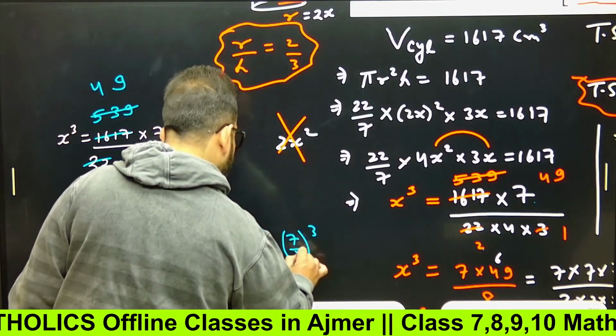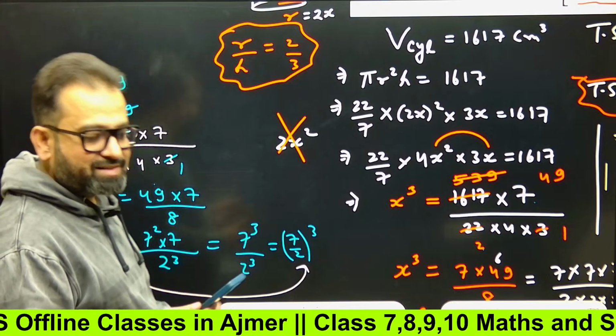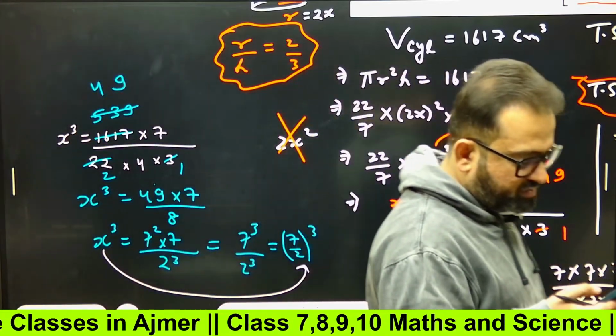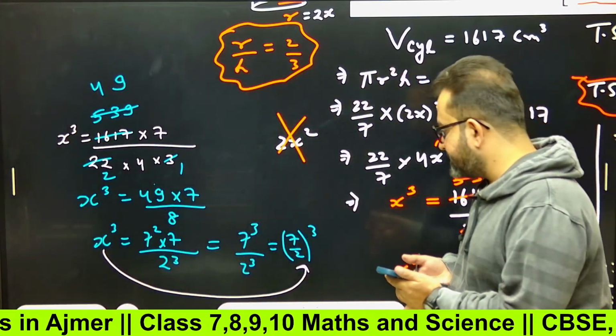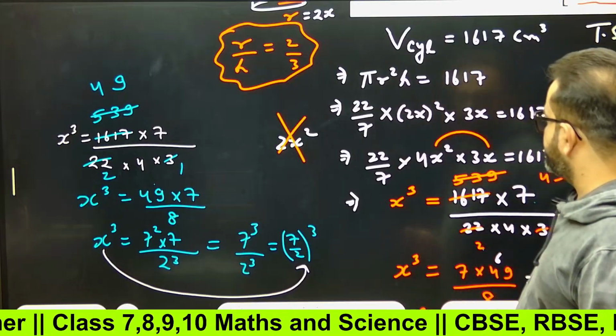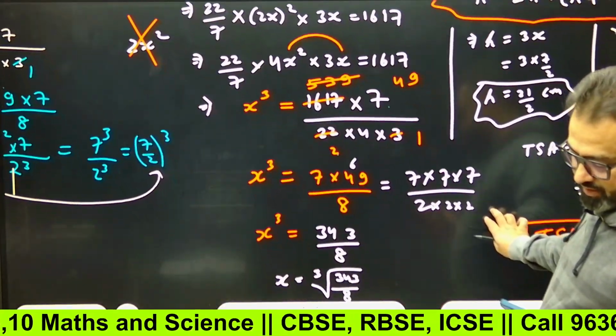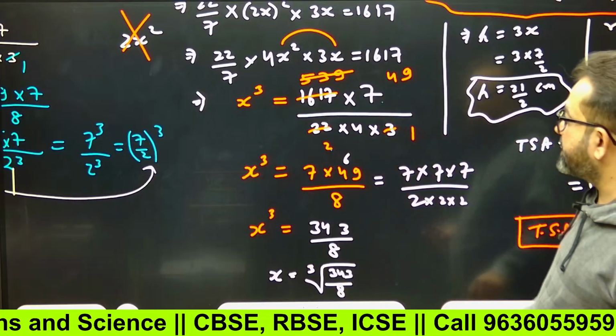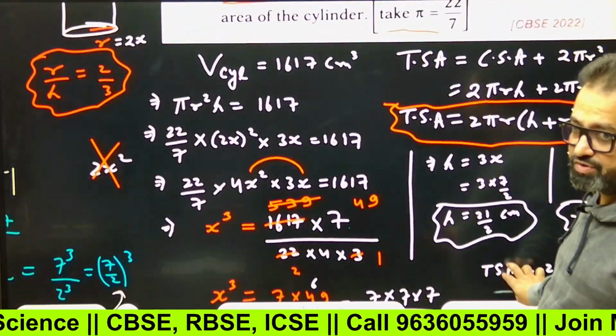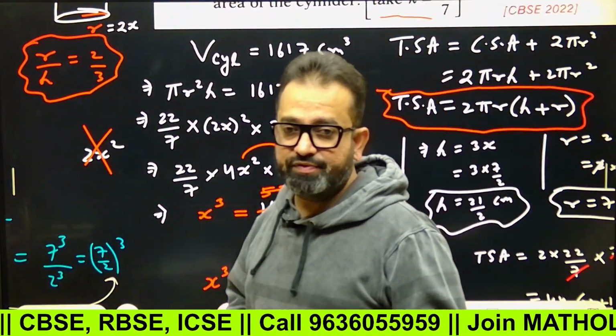Got my point? How many of you understood this? That x is 7 by 2. How we actually calculated the value of x? x is nothing but 7 by 2. Yes or no? So this is how you are going to calculate everything. Sorted? Tell me in the comments fast.